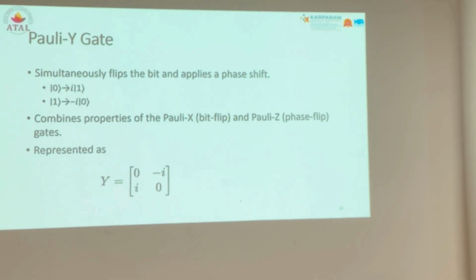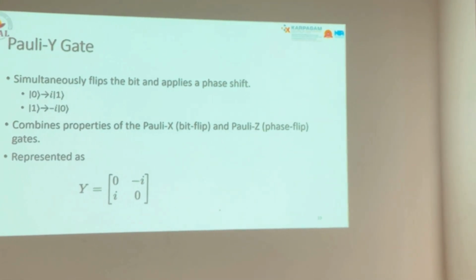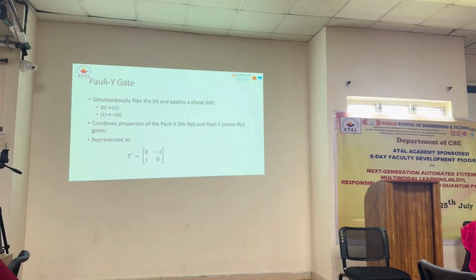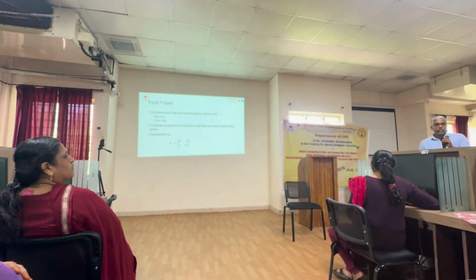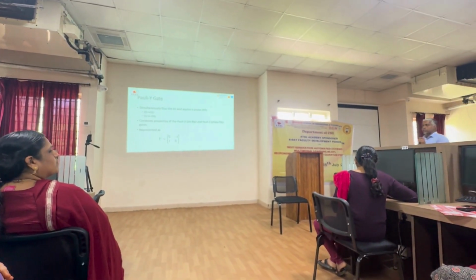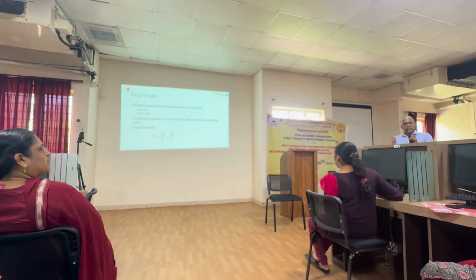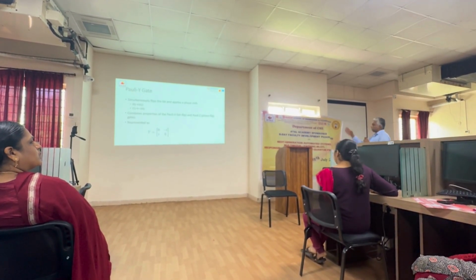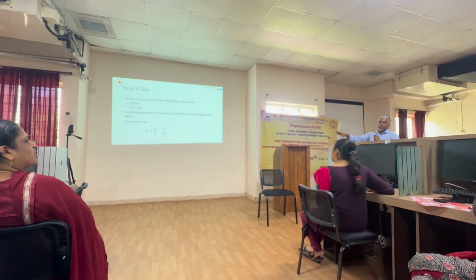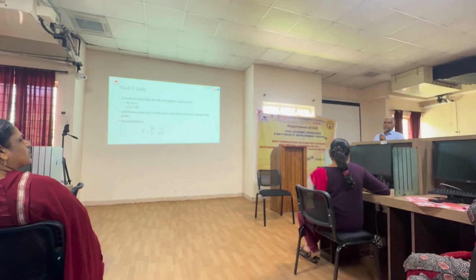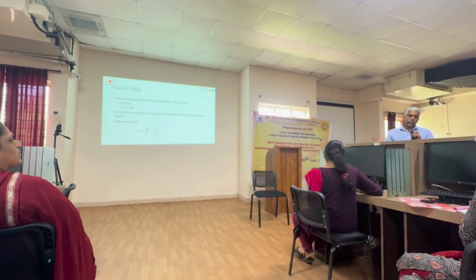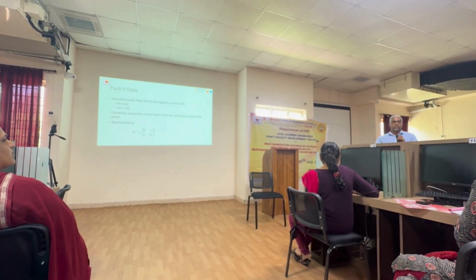It combines the properties of the Pauli X and Pauli Z gates. Pauli Z is another gate, which only does a phase flip. It does not change the state: the 0 state stays 0 and the 1 state stays 1, but the phase flips. If you use the Pauli Y gate, we change the state, 0 to 1 and 1 to 0, as well as the phase.